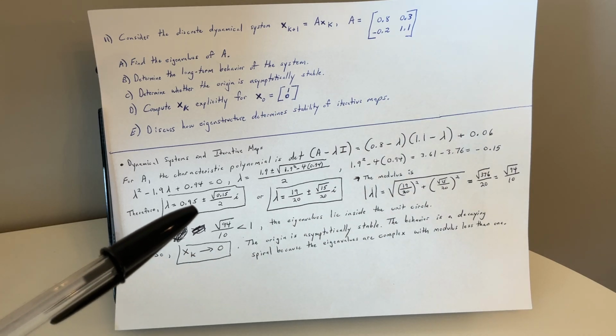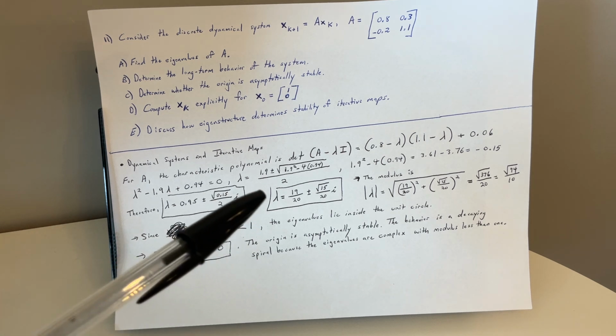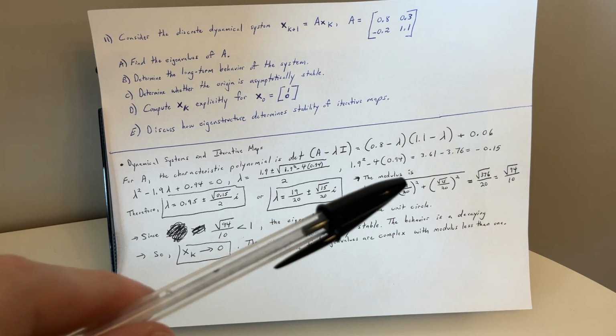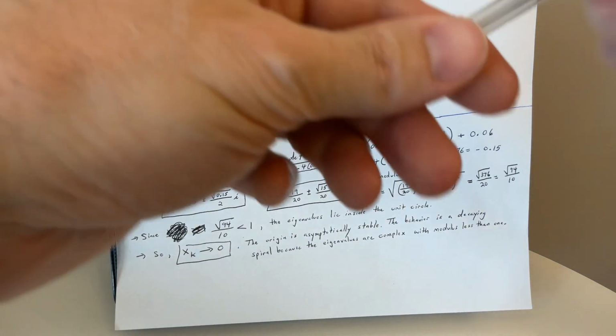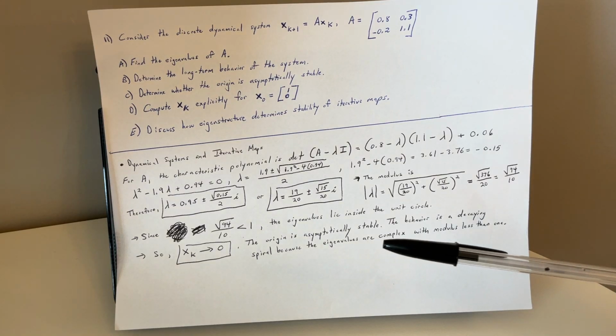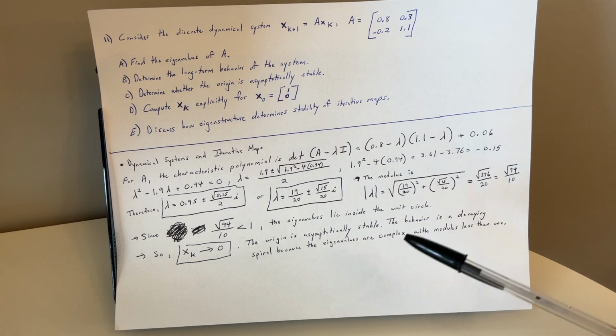lambda is 0.95 plus or minus square root of 0.15 over 2 i. Or you could write it in this form, 19/20 plus or minus square root of 15 over 20 i. The modulus of lambda, when you substitute these values, gives you square root of 94 over 10. Since the square root of 94 over 10 is less than 1, the eigenvalues lie inside the unit circle. So we could say that x sub k approaches 0; the origin is asymptotically stable. The behavior is a decaying spiral because the eigenvalues are complex with modulus less than 1. Okay, so that's number 11.